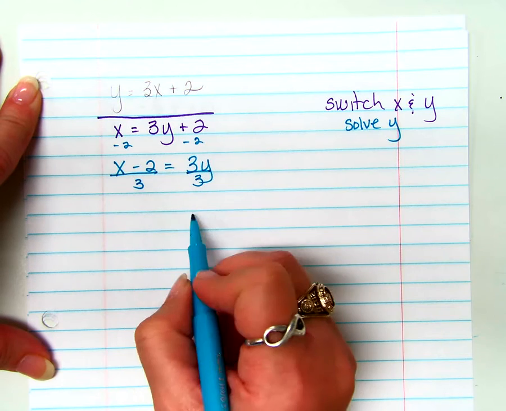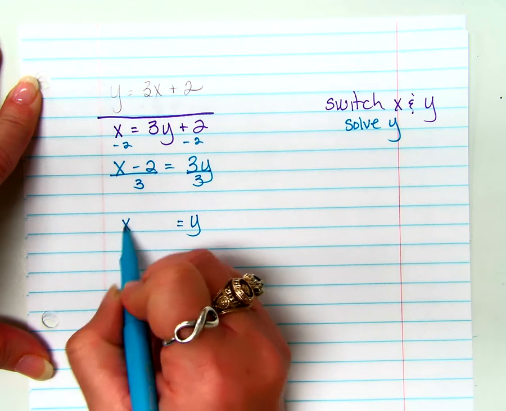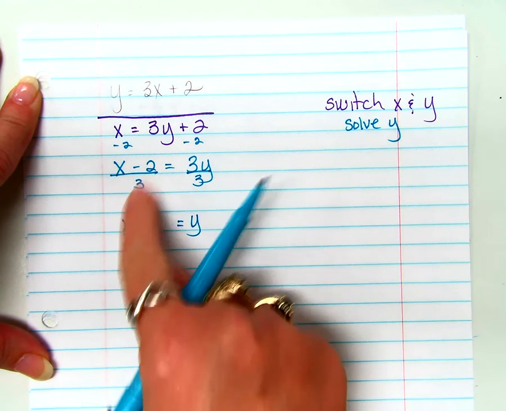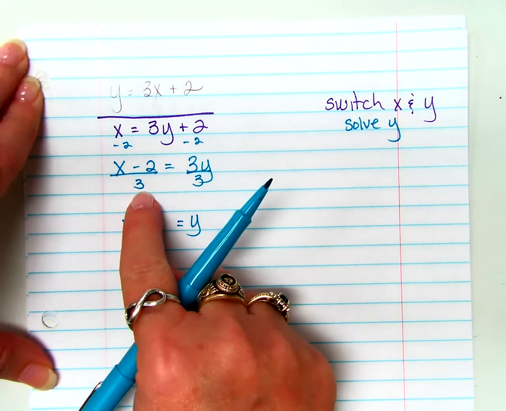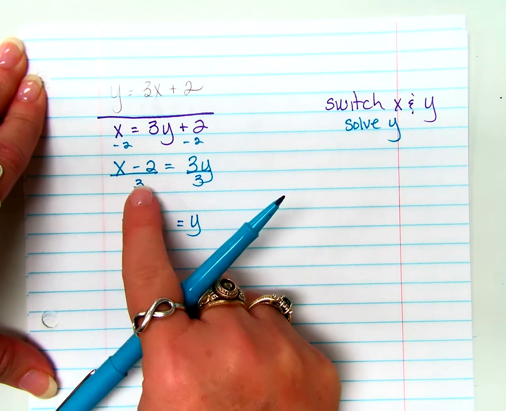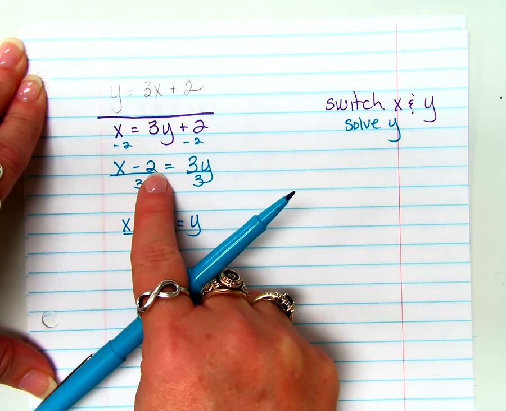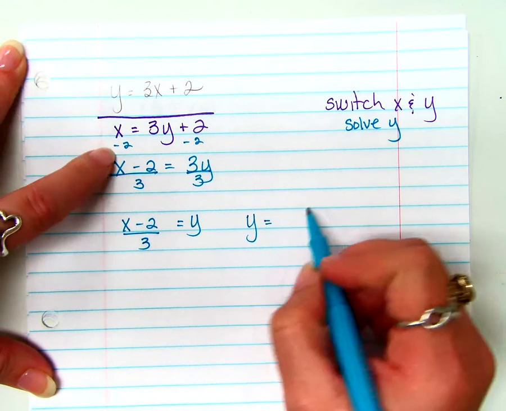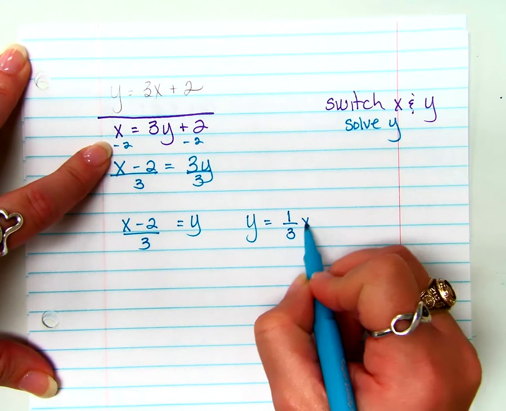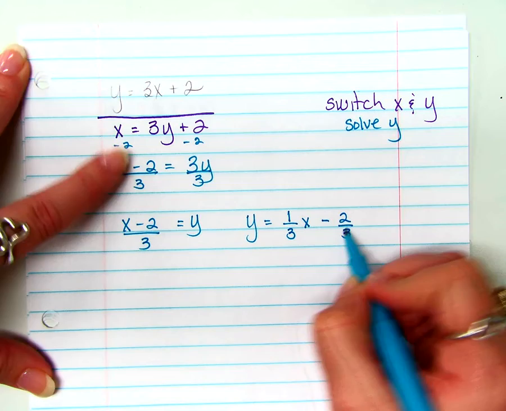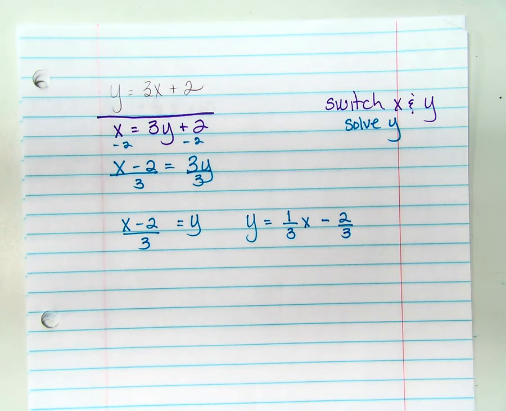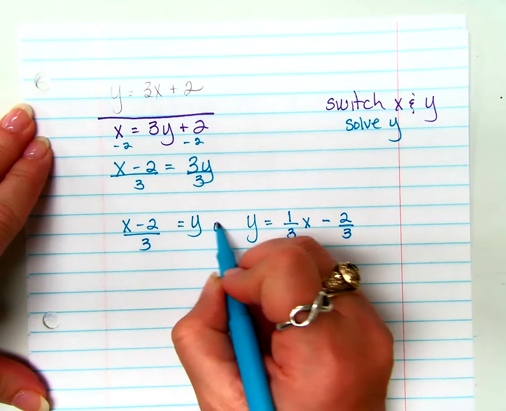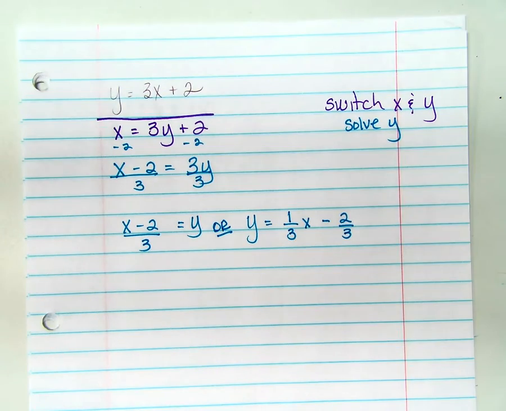So there's two ways I can write my answer here. I can write (x minus 2) over 3 exactly as it looks like this. But you also know if I'm dividing this whole thing by 3, then I'm dividing each specific term by 3. So I could write y equals 1/3 x minus 2/3. Again, depending on the situation, either one of those would work. Either one of them is correct.